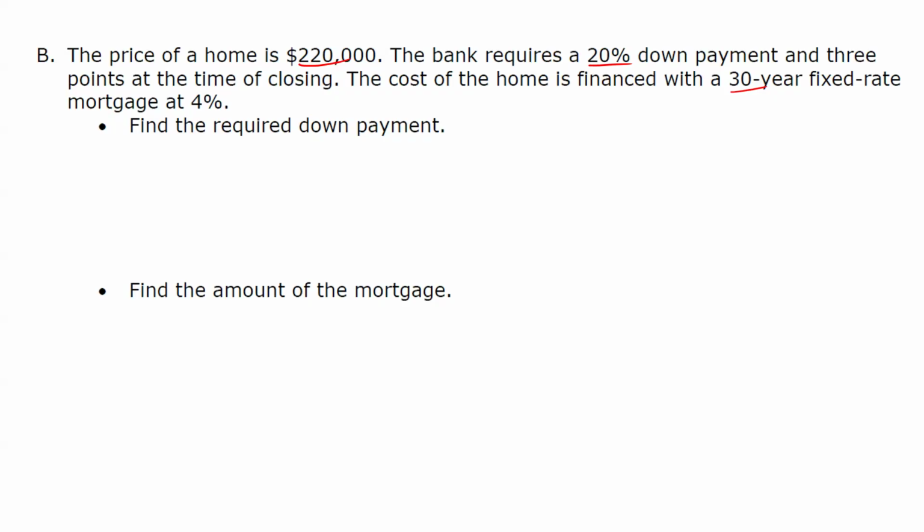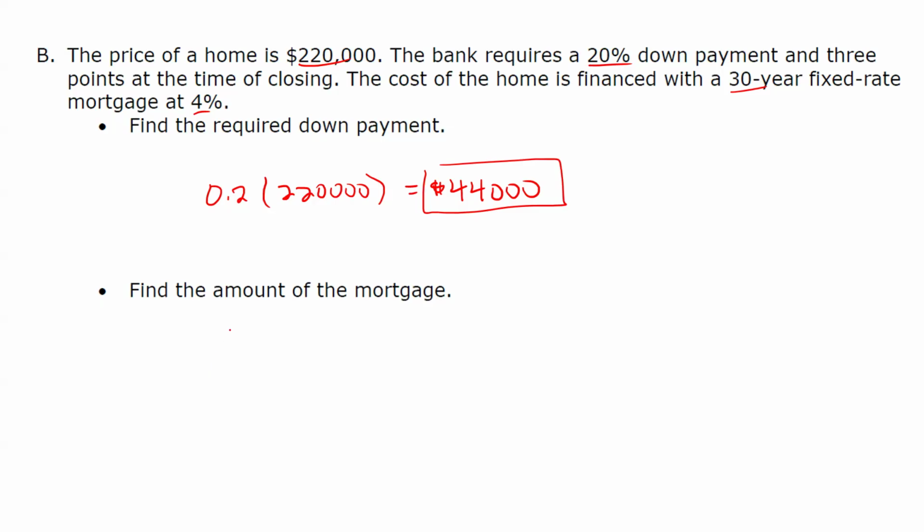Okay, so let's first find the required down payment. So our down payment is 20%. So we need to take 0.2 of $220,000. That will get us $44,000. That is our down payment.